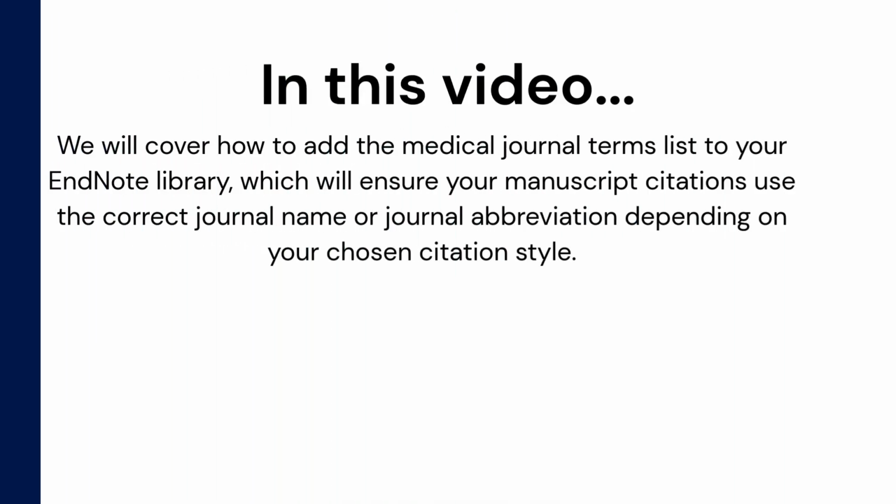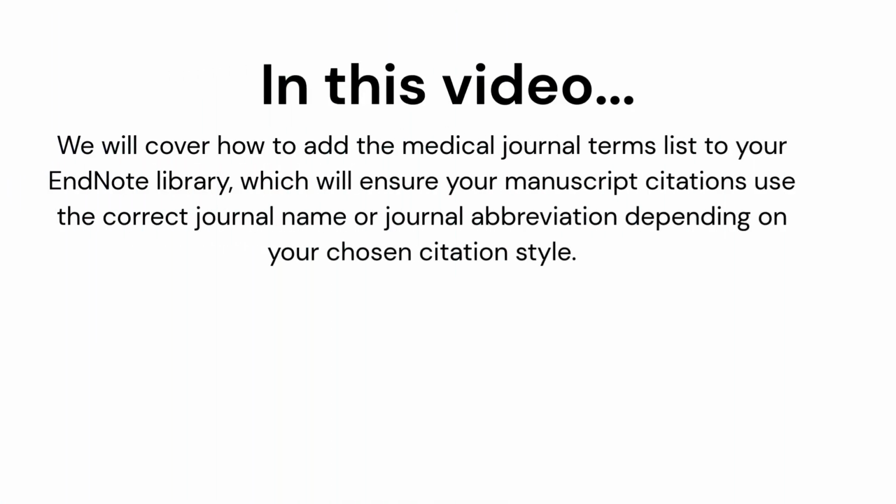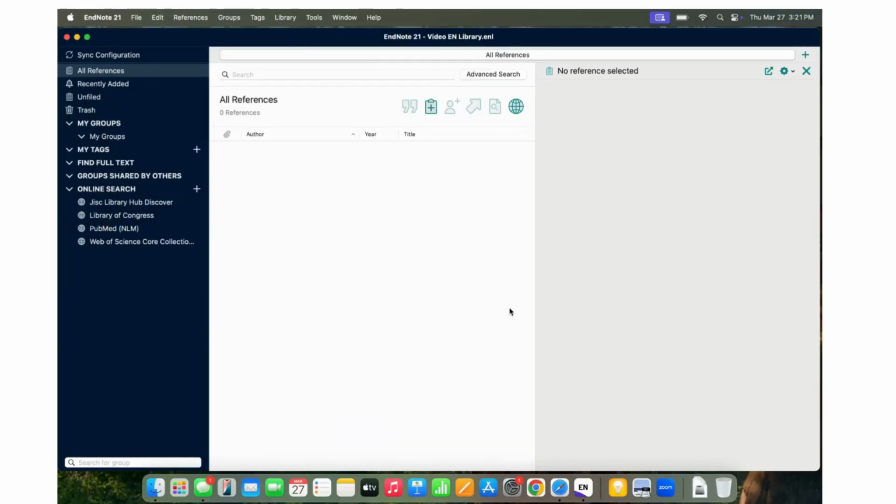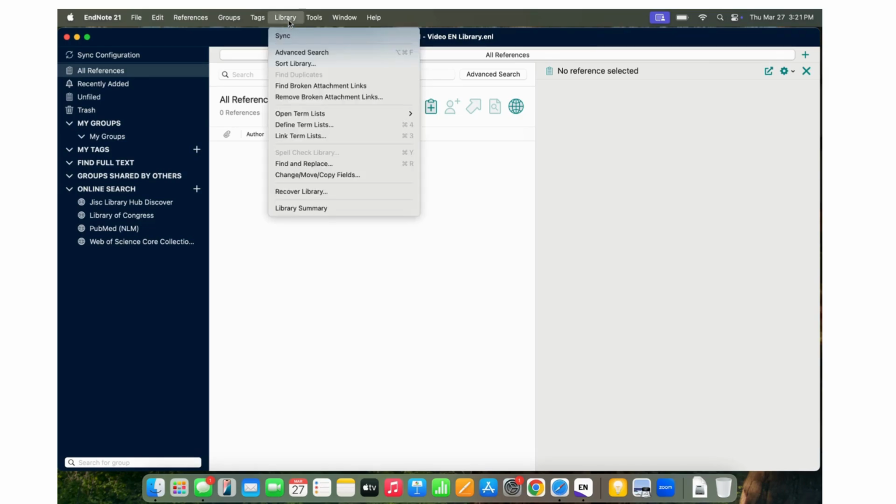This video, we'll cover how to add the medical journal terms list to your EndNote library, which will ensure your manuscript citations use the correct journal name or journal abbreviation, depending on your chosen citation style. All right, once you're in your EndNote library, navigate to your top toolbar and select Library.